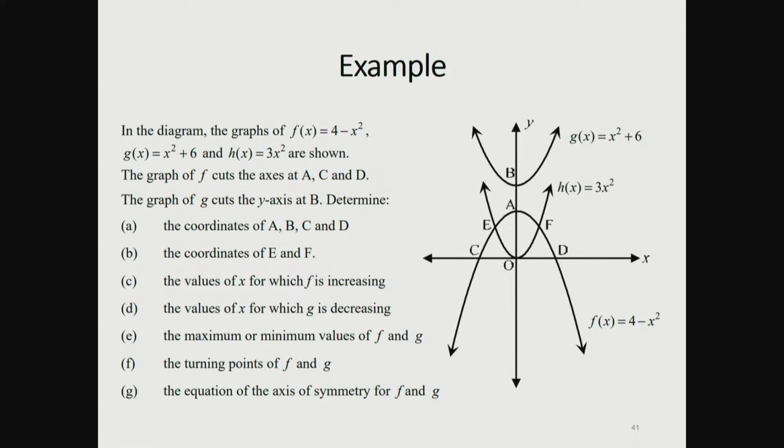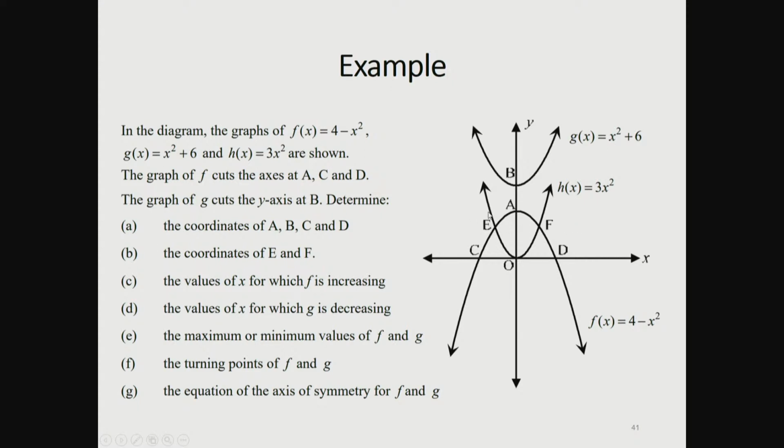What is A? A is a y-intercept. What is B? Y-intercept. For y-intercept, you let x to be 0. And thereafter, you determine C. C is the x-intercept. You solve for x. For x-intercept, you let y to be 0. Then very important to look at the coordinates of E and F. E and F, that's where the two graphs intersect.